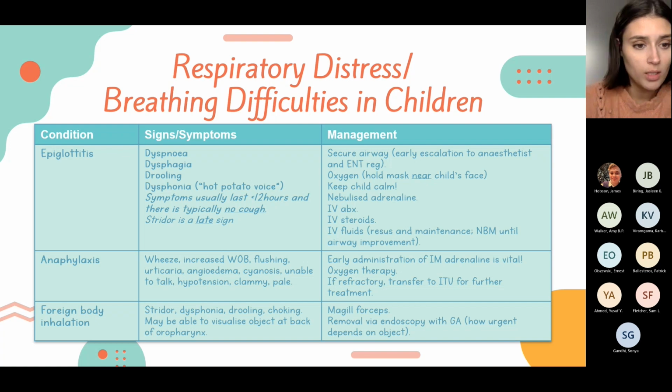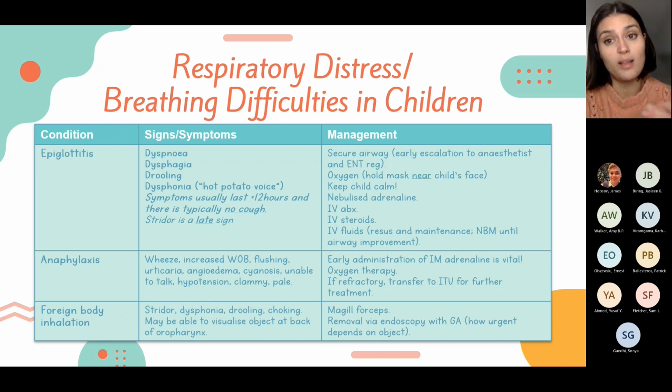Anaphylaxis, again, very similar to adults, so I won't bore you too much, and obviously you can follow the Resus Council guidelines for these. But there'll be a wheeze there, probably increased work of breathing, they might be a bit peripherally shut down, a bit cold and clammy, might be a bit of cyanosis, and hypotension, but like I mentioned earlier, that's a really late sign, so you'd be worried at that point.